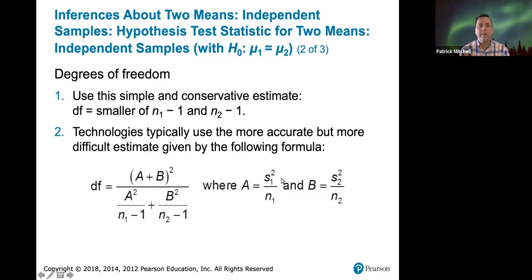All right, so since we are working with a student's t-distribution, we're going to need degrees of freedom. So the simplest way to do that is to just use the smaller of n sub 1 minus 1 and n sub 2 minus 1. Note, though, that technologies typically use the more accurate but more difficult estimate given by this formula, which we will never use ourselves.